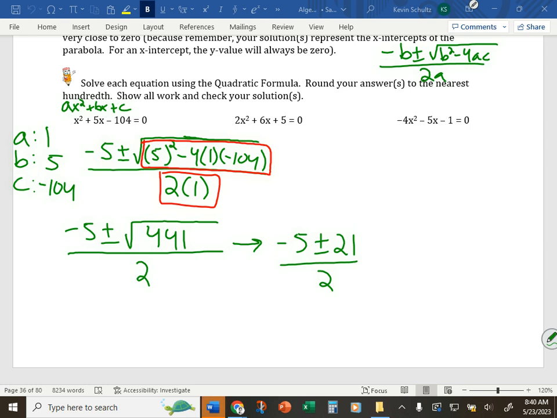So here is where, because how many x-intercepts are we looking for? 2. Because your calculator doesn't have that plus minus feature to it, here is where we split it up into 2 separate equations to solve.